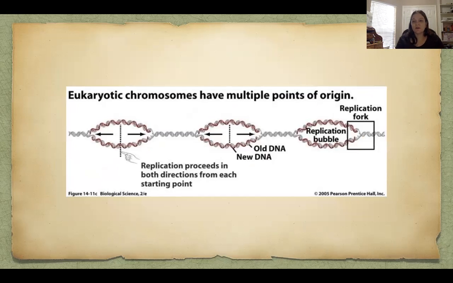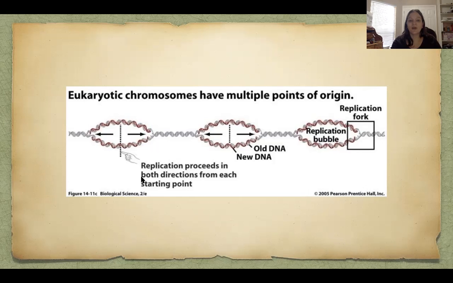Eukaryotic chromosomes are a little different. In eukaryotes, remember, one, we have these linear chromosomes, and two, we tend to have many of them. So if we were to start each one in a single place, it would take forever to copy all of our DNA. So instead, our cells will create these replication bubbles, each one with two replication forks. So we start replicating at multiple points along the same chromosome. And that lets us copy our DNA so much faster because we're starting in multiple places.